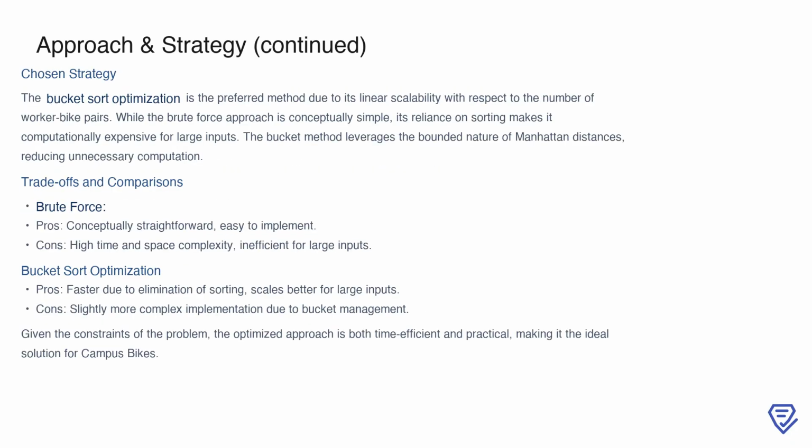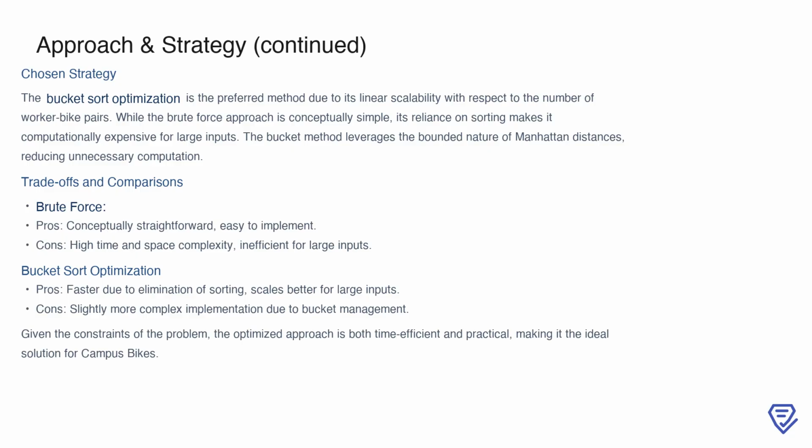After evaluating both approaches, the bucket sort optimization stands out as the better strategy for solving this problem. While the brute force method is conceptually simpler and easier to implement, its reliance on sorting introduces significant computational overhead, making it inefficient for larger inputs. On the other hand, the bucket sort technique leverages the bounded nature of Manhattan distances to avoid sorting altogether, resulting in a faster and more scalable solution.